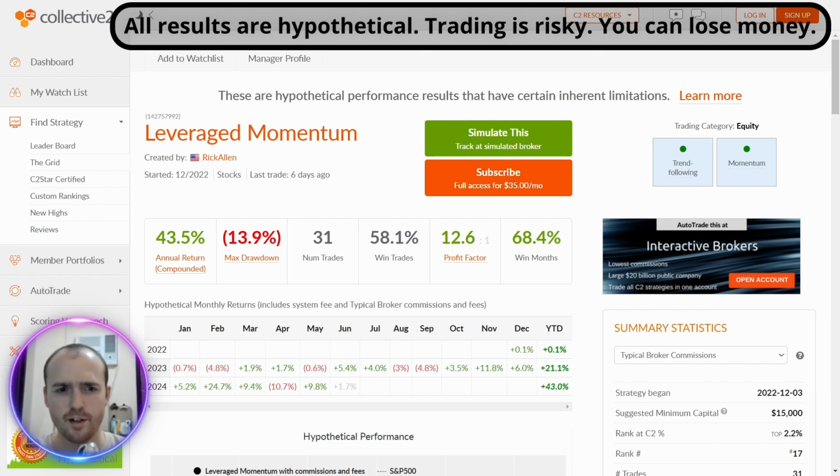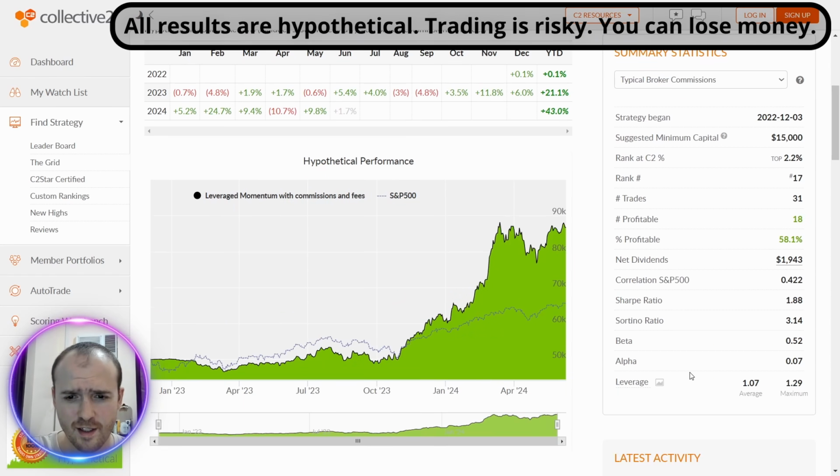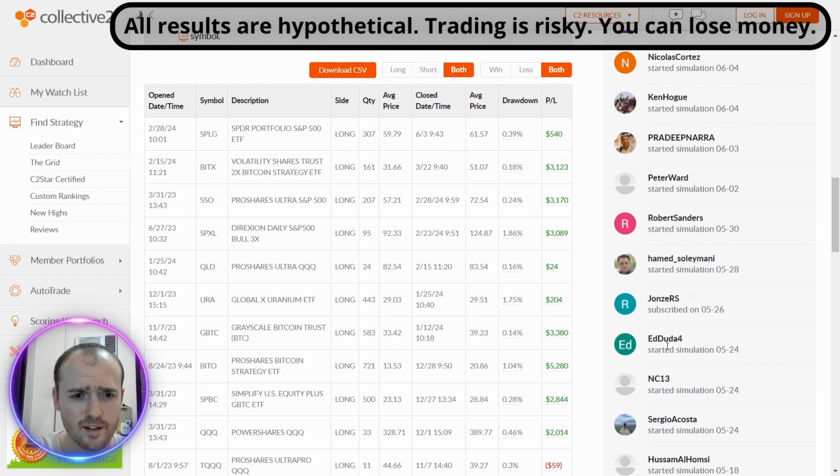The third strategy that made our list is the cheapest of the bunch at $35 a month, and it has the lowest drawdown out of those 3 that we looked at. So let's check this one out. Leveraged Momentum, rank number 17, beautiful looking graph. Let's take a look at what it trades. Looks like NASDAQ, Bitcoin, and various stock ETFs.